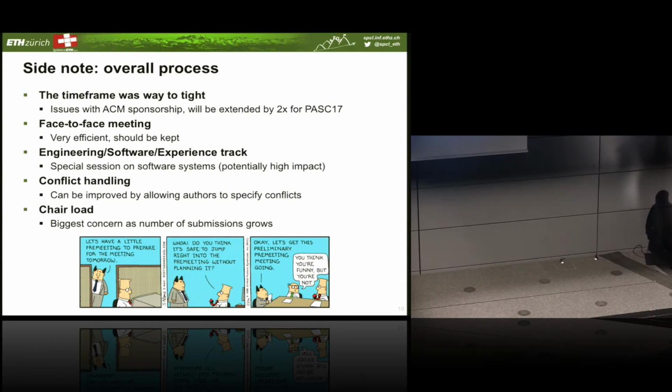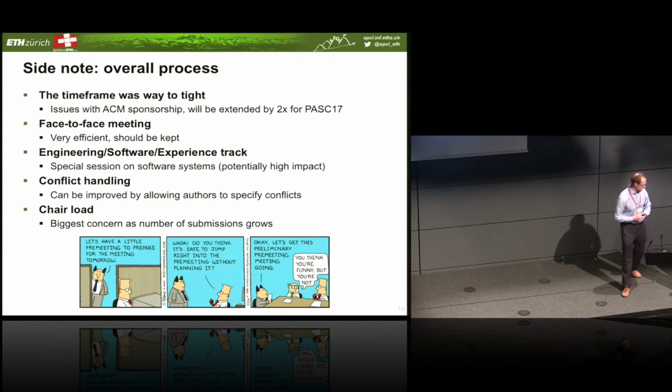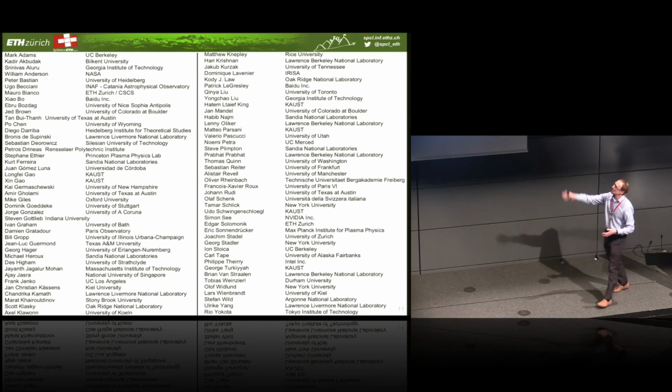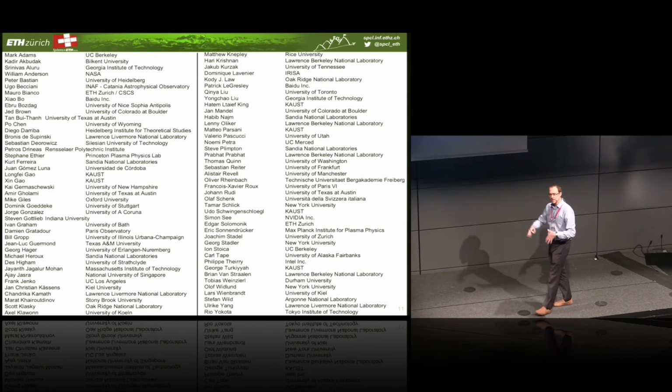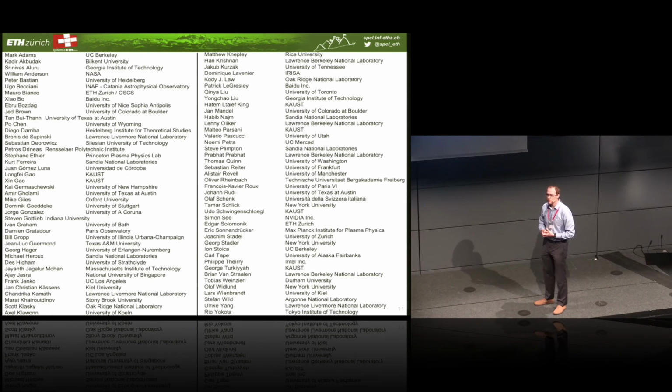Conflict handling can be improved a little bit. And of course, the chair load is a little bit high. As you can see, there are way too many meetings to plan the meeting, in fact, in front of the meeting. But with that, I want to thank our committee. Here are all the committee members that have reviewed. As I mentioned, this is not a standing committee, so they were picked for each paper to have the best possible reviews. They barely fit on this slide, but this really enabled us to get the highest quality.